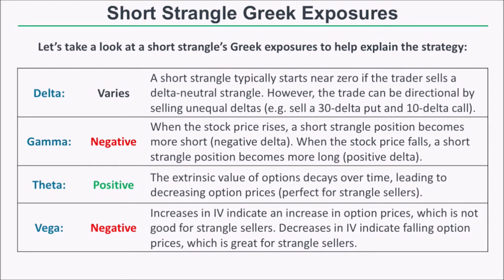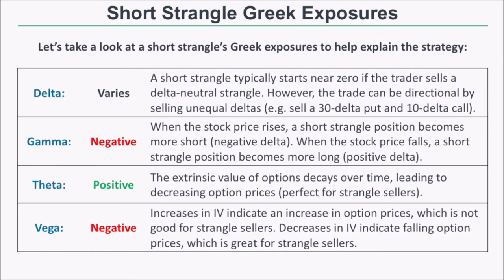In terms of delta, the delta really varies because you could structure a short strangle to be completely delta neutral, or a delta near zero as you initiate it, but you can also structure a short strangle to be slightly directional. So, for example, if you sell a 20 delta put and a 10 delta call, you'll actually be net long because you sold a put with a higher delta than the call you sold. So that leaves you net long deltas. While a short strangle is generally a neutral strategy, you can definitely structure it in a directional way by selling a call or put option that has a higher delta than the opposing side.